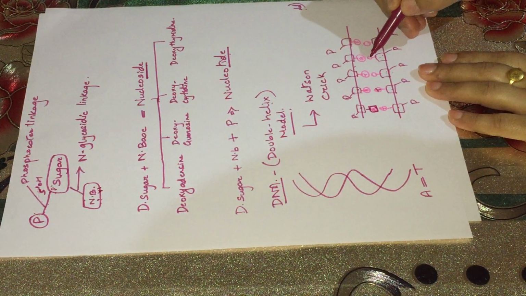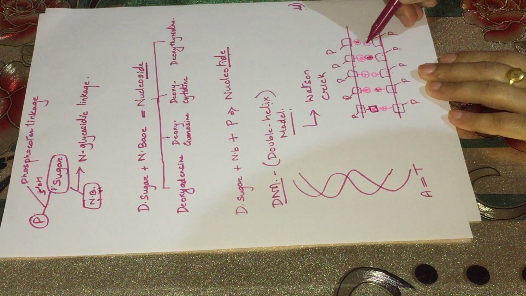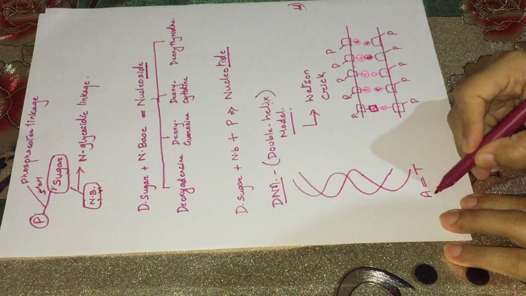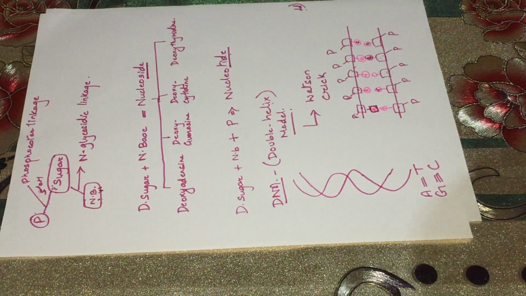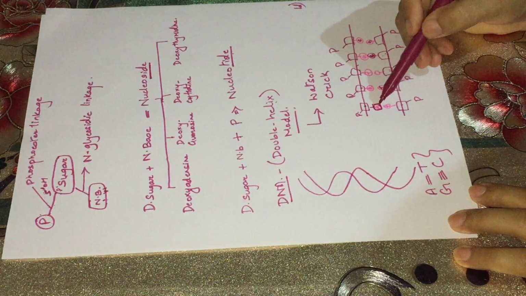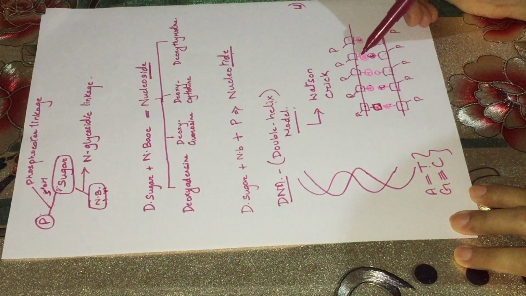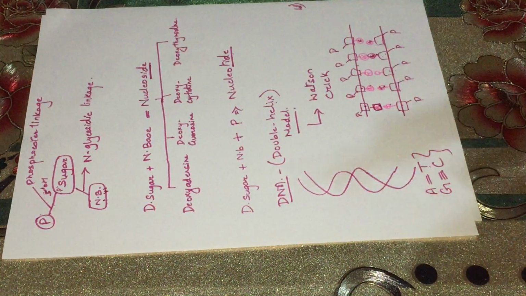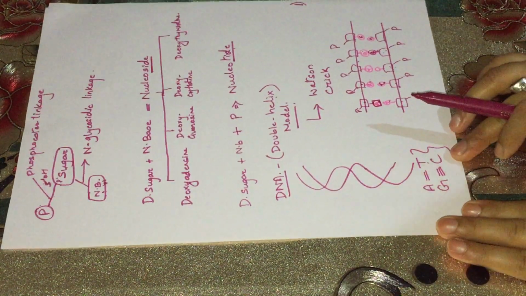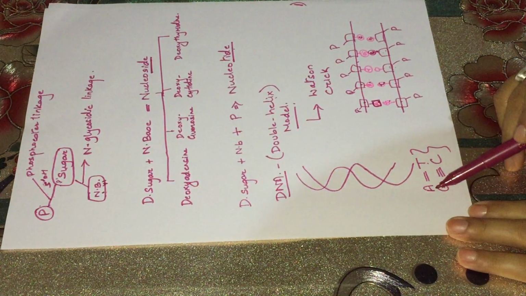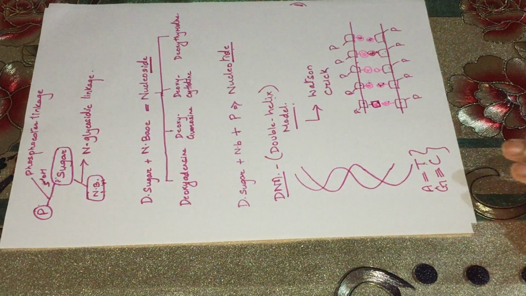If there is G, there must be C here. So here it is C, so there must be G out here. So guanine is always complementary to cytosine. So when adenine pairs with thymine, and guanine pairs with cytosine, or vice versa, it is because they are complementary to each other. Adenine is complementary to thymine, guanine is complementary to cytosine.